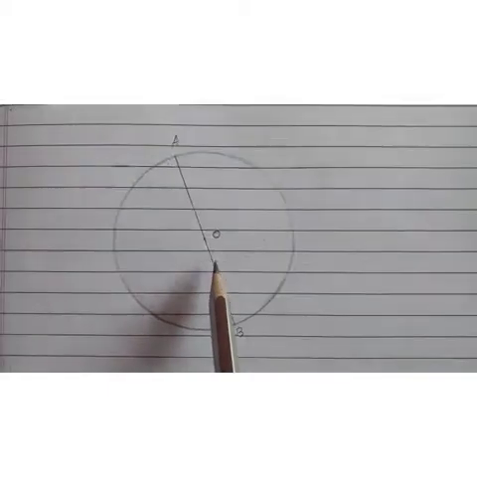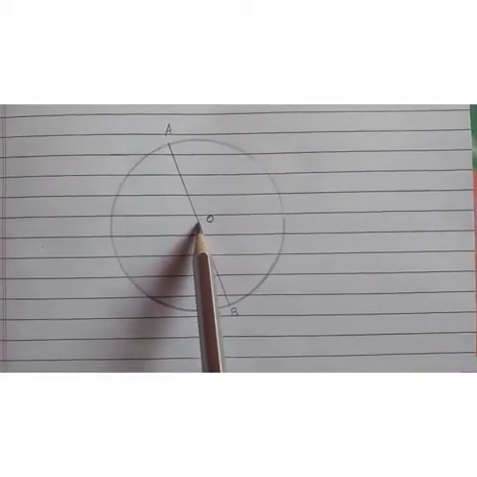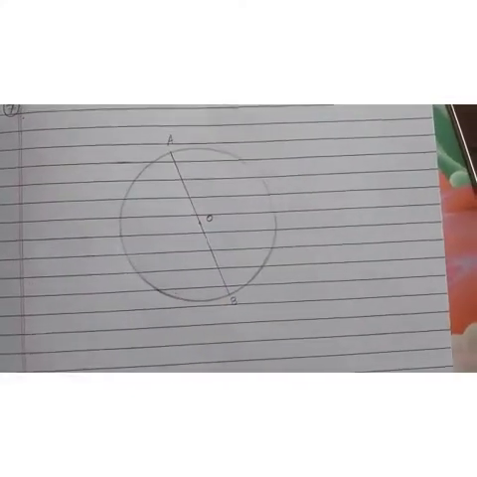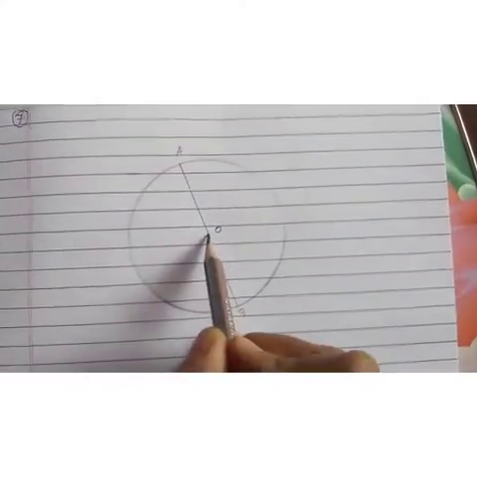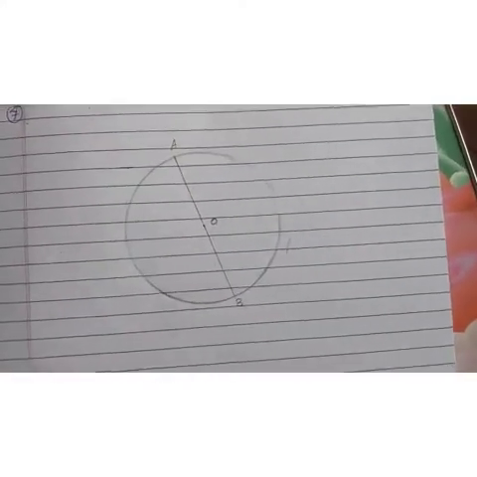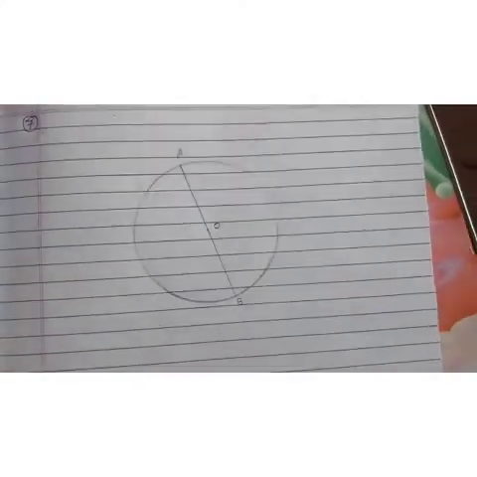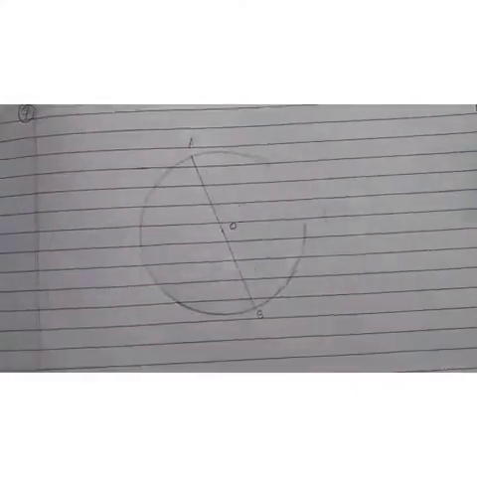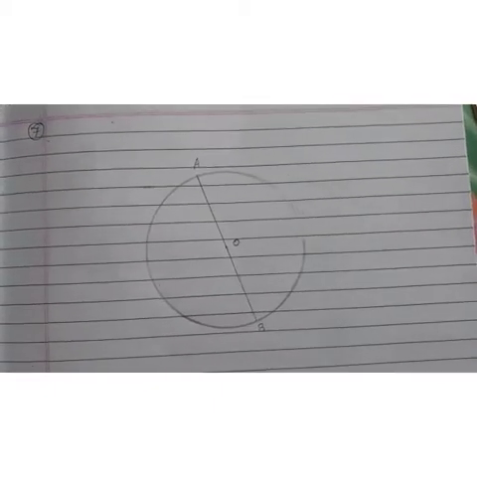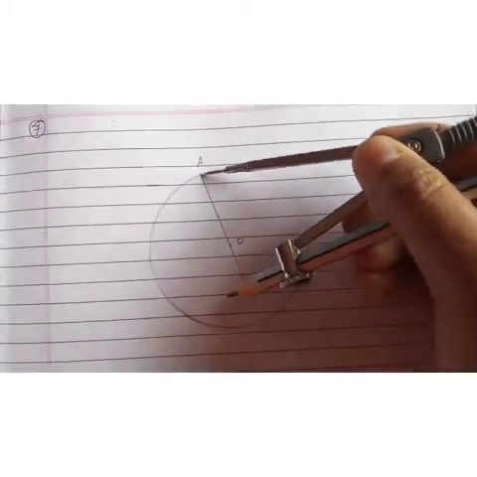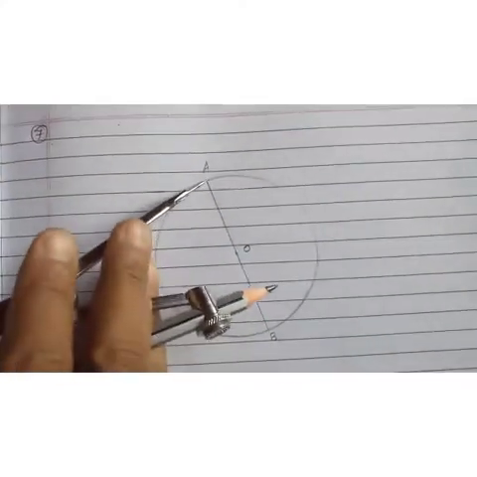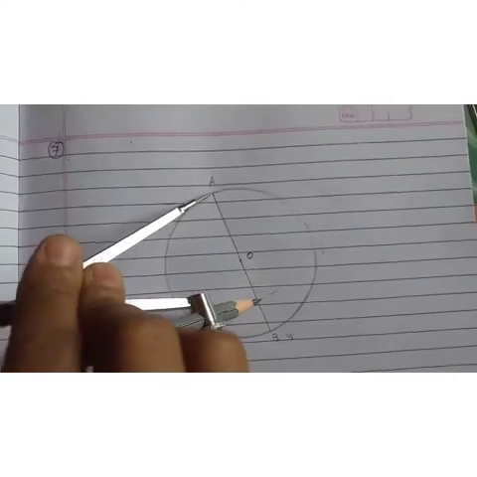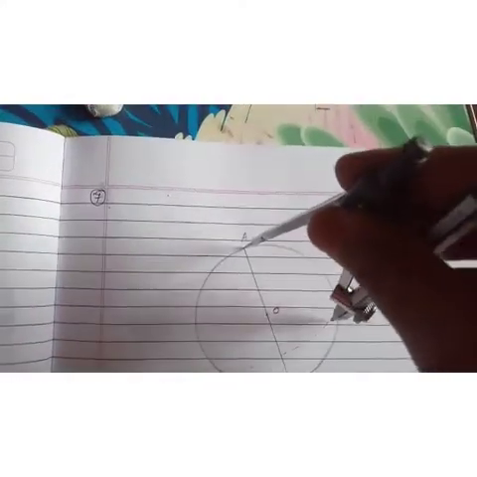So students, I have drawn a circle with center O and radius 3.4 centimeters, and a diameter. You can take the diameter anyhow, but make sure it always passes through the center. Then only it is called a diameter. Now you have to draw a perpendicular bisector to this diameter. Again, the same procedure. With A as center and radius more than half, is it more than half? Yes. Now draw an arc above and below.